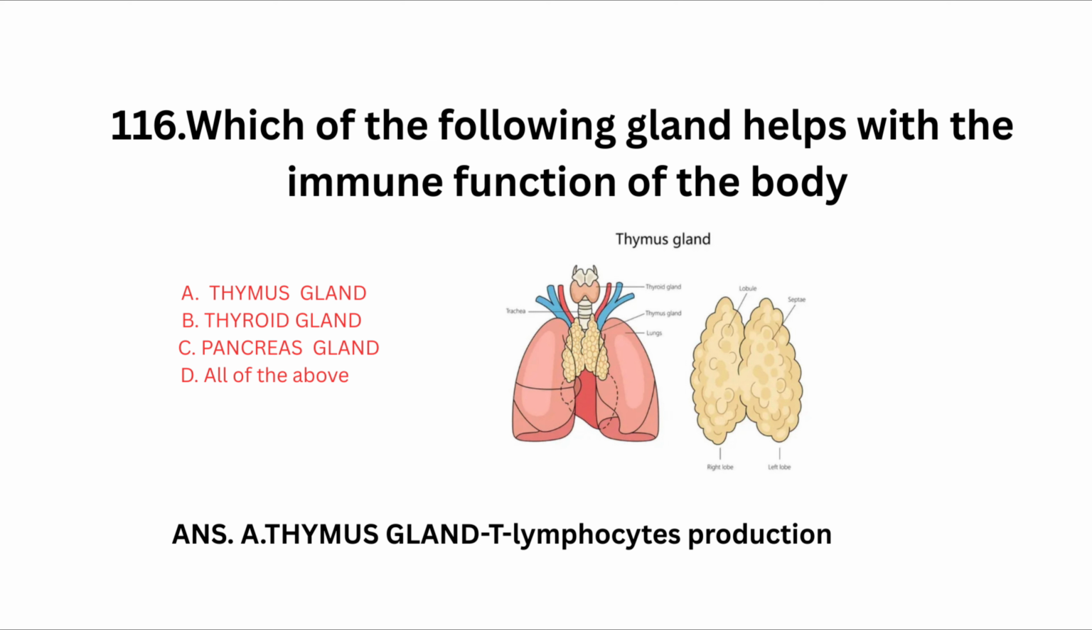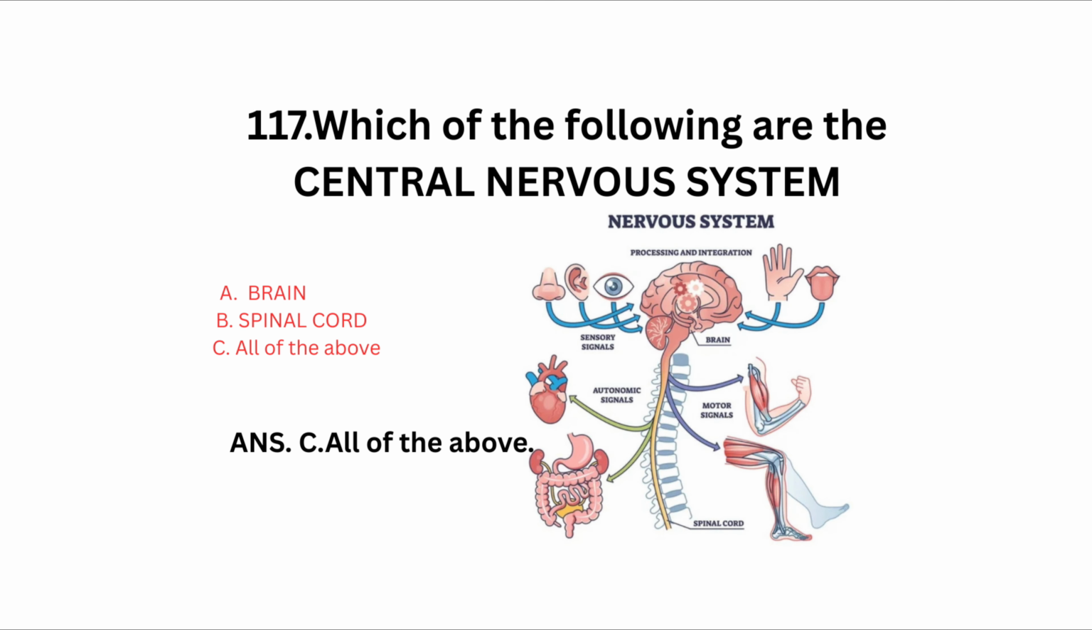That's a very important thing. Mention the T lymphocytes. What does the thymus produce? Apart from the thymosin, it is T lymphocyte.